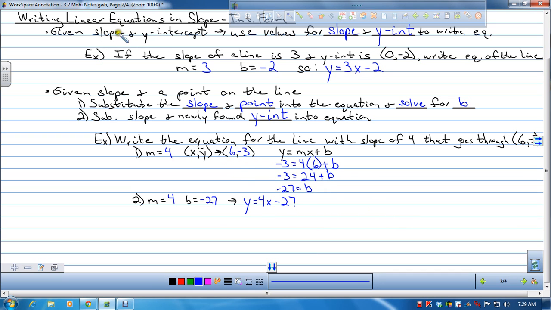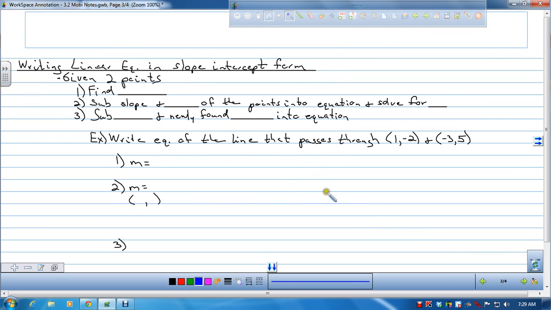So we've learned 2 ways to write the equation. We're going to learn a third way when we're given even less information, when we're just given 2 points. So you'll notice now the 2 things that I need, slope and y-intercept, I have neither one of them. So let's go find them. If I have 2 points, I should be able to find the slope.